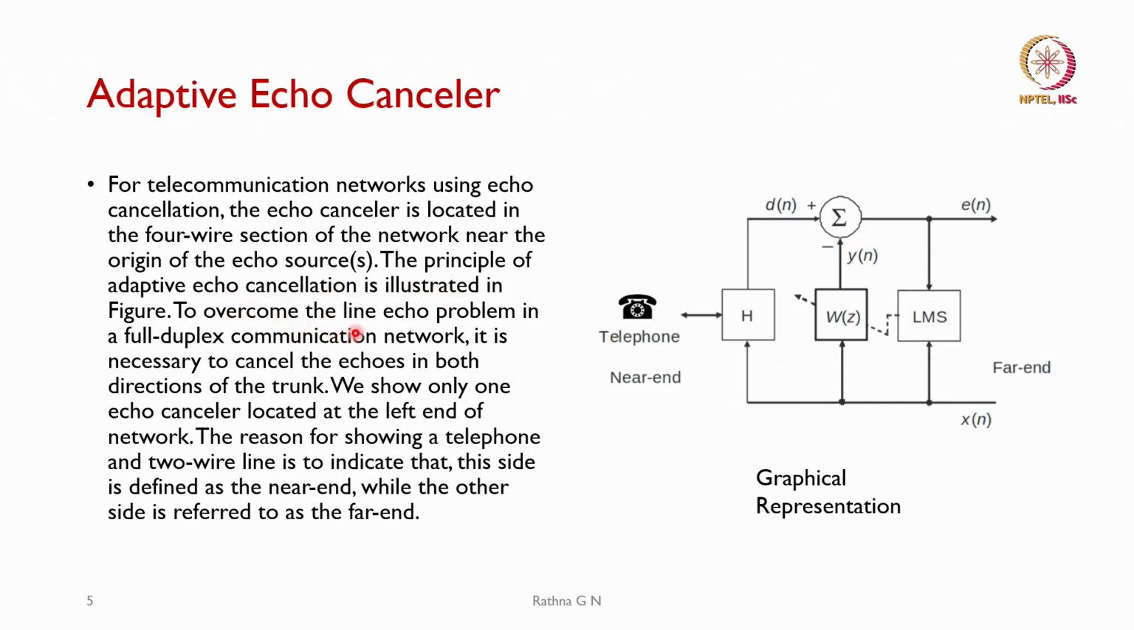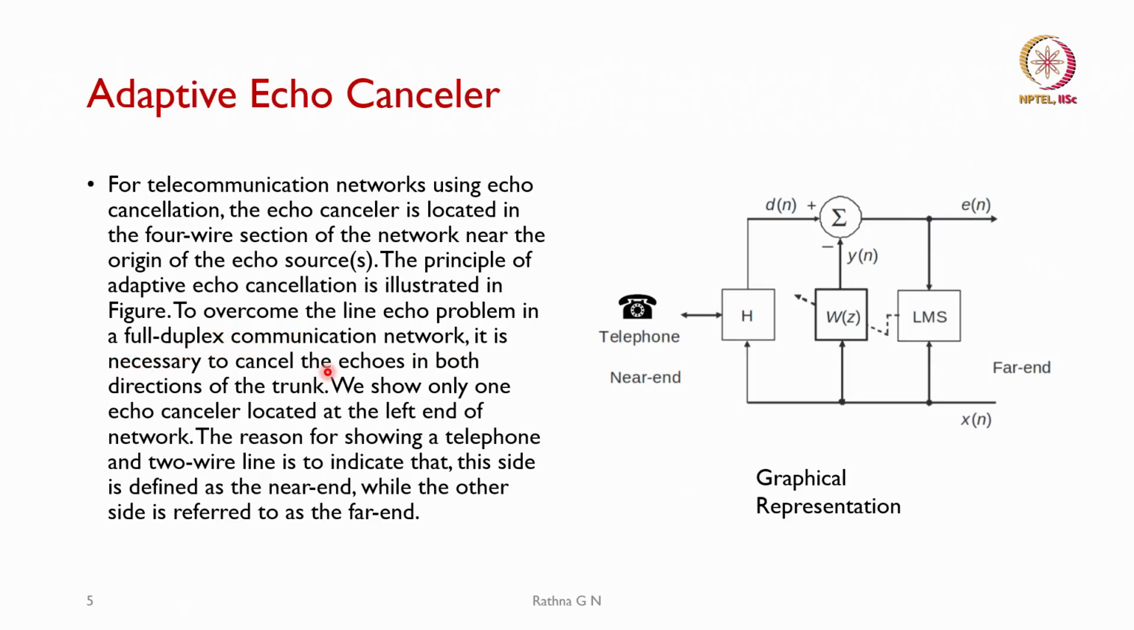To overcome the line echo problem in full duplex communication, I think you must know that half duplex is only one way communication. Full duplex is where you will be getting back your signal; that is known as full duplex.